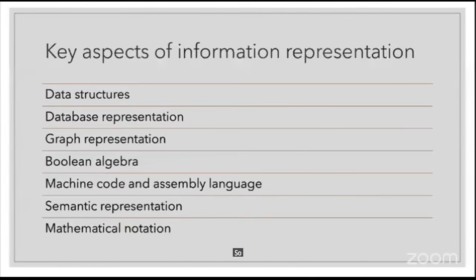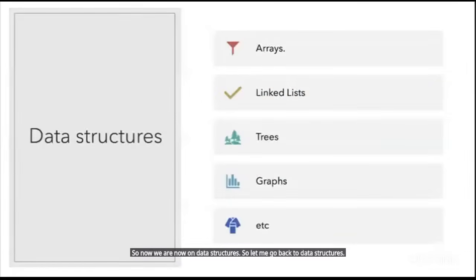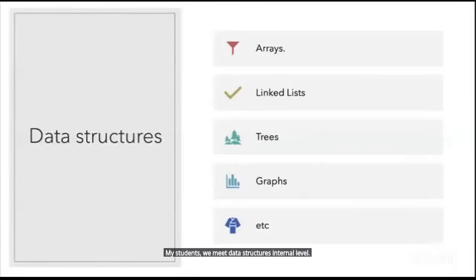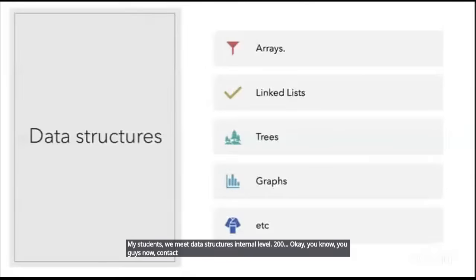So that's what we are looking at generally. Now we are on data structures. So let me go back to data structures. The rest of the slides now will be met many times by computer science department students. Mathematics students will meet data structures in 200 level. Computer science will meet it in 200, 300, and 400. Computer science used to be 5 years, it's now 4 years, unlike before where you would meet it in 200, 400, and 500.